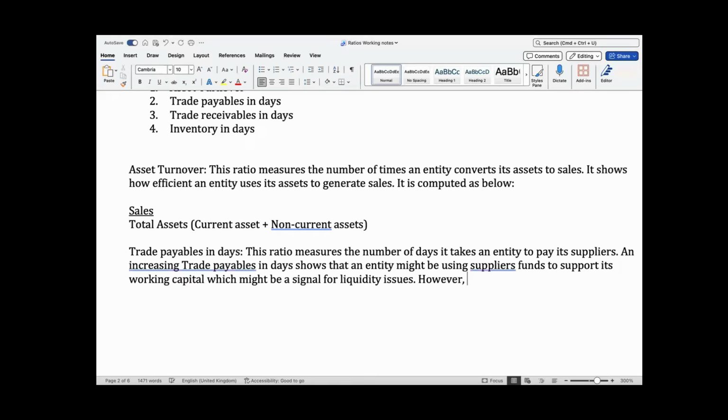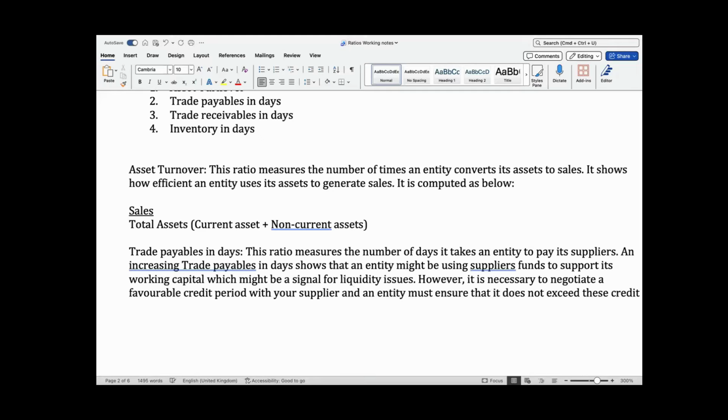However, it is necessary to negotiate a favorable credit period with your supplier, and an entity must ensure that it does not exceed these credit terms. So you don't exceed it.